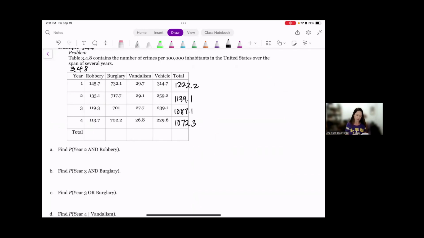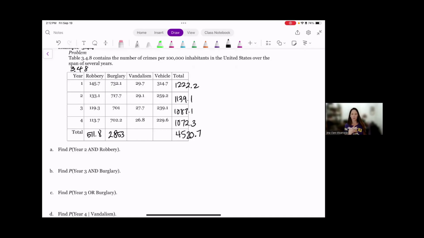Now, the reason that these are decimals, even though we're talking about the number of crimes, is because it's per 100,000. So the total here is 4,520.7. Summing down the robberies, 145.7 plus 133.1 plus 119.3 plus 113.7, I get 511.8. 732.1 plus 717.7 plus 701 plus 702.2 is 2853.